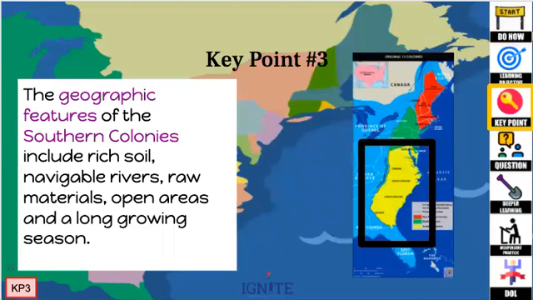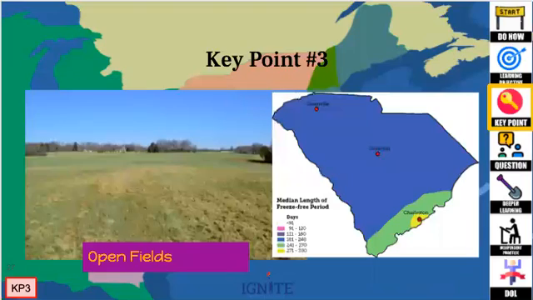Lastly, we're going to talk about the southern colonies. The geographic features of the southern colonies include rich soil, navigable rivers, raw materials, open areas, and a long growing season. What we mean by open fields is that the southern colonies have large unoccupied spaces, compared to the middle colonies and New England colonies, whose larger spaces are often occupied by forests, which are not ideal to grow on.